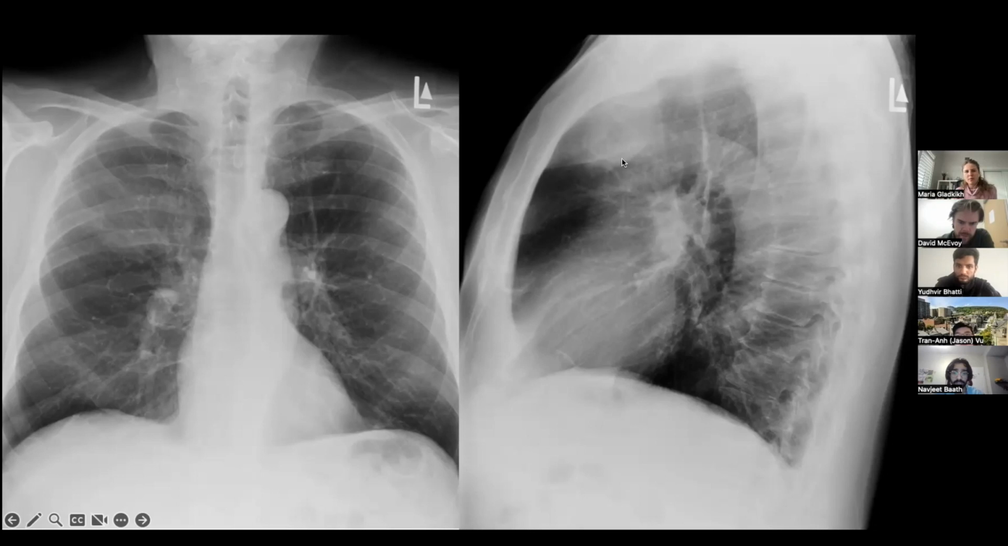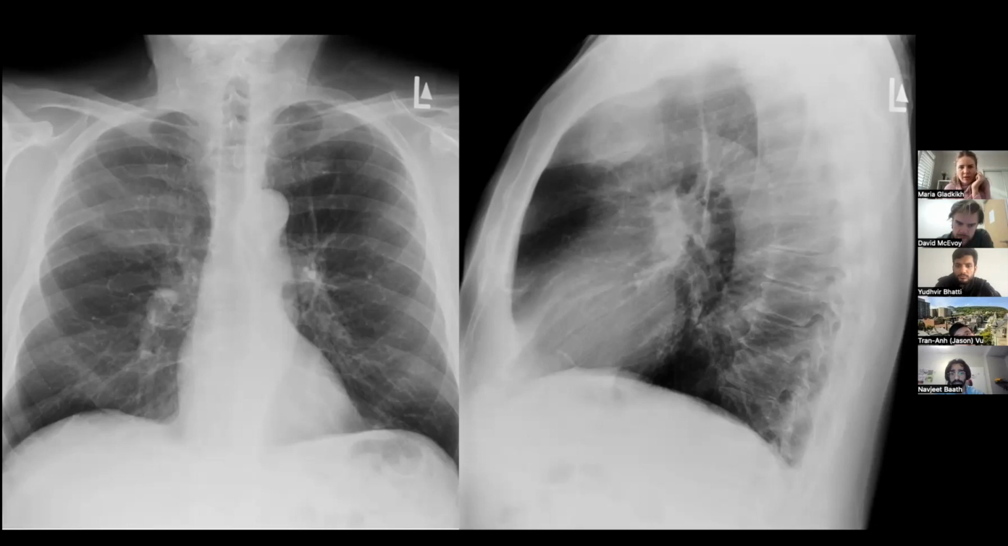But yes, it is kind of attached to the anterior chest wall, if I'm using that terminology correctly. So this would raise your suspicion, and you'd be like, okay, weight loss, older gentleman, smoking history, I would probably want to do more imaging. So you would order a CT scan.